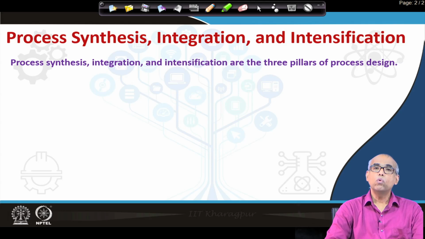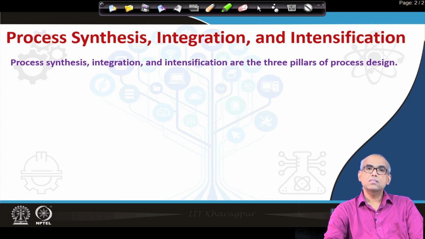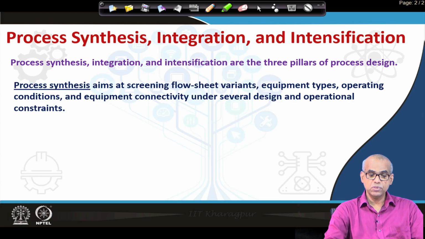Now, we will define two additional terms along with process synthesis: process integration and process intensification. Process synthesis, process integration and process intensification are the three pillars of modern process design. Process synthesis aims at screening flowsheet variants, equipment types, operating conditions and equipment connectivity under several design and operational constraints.